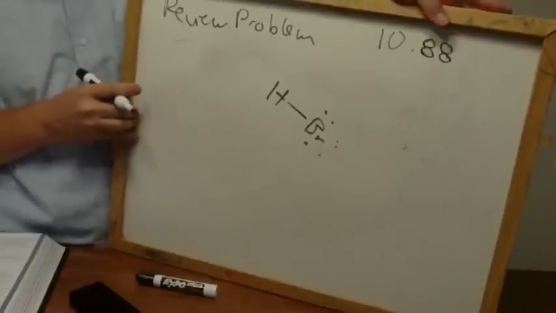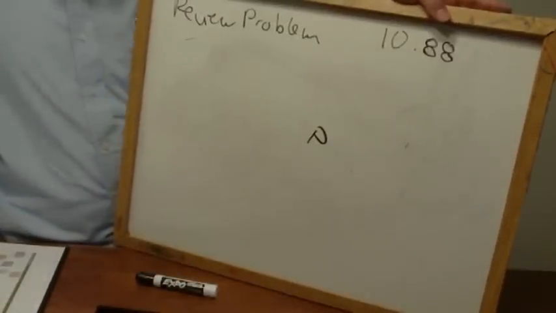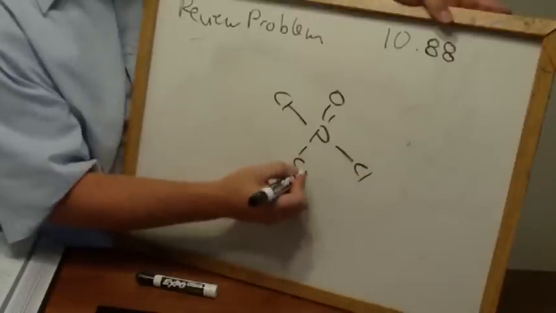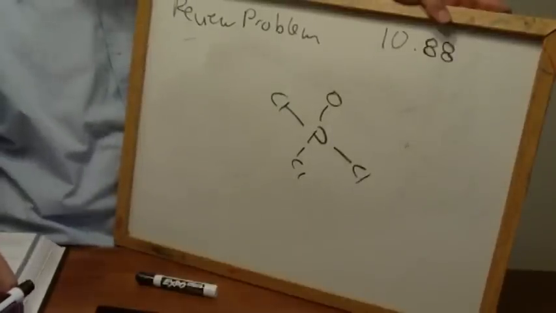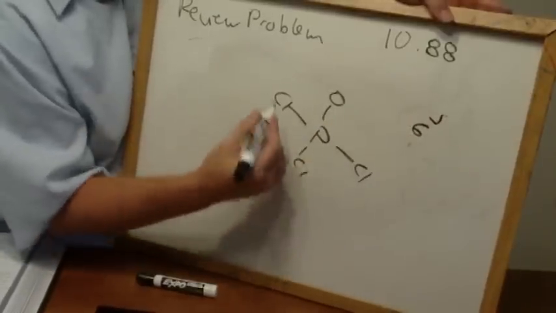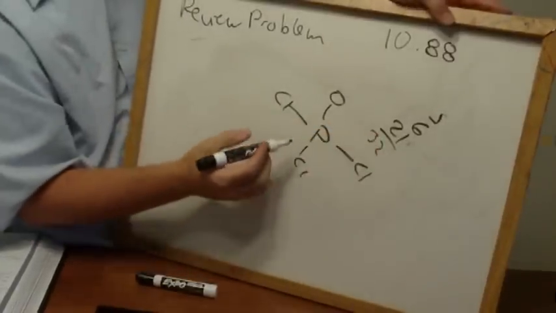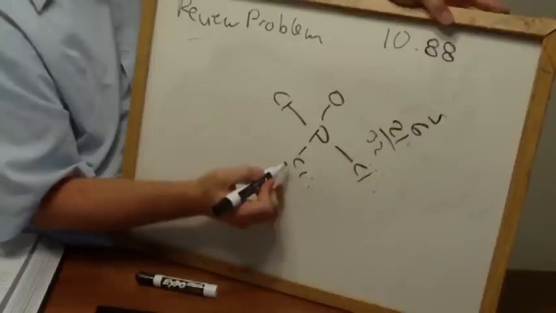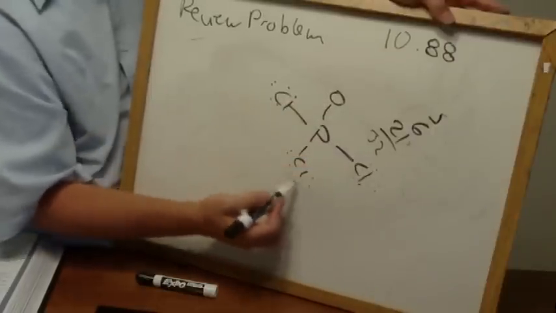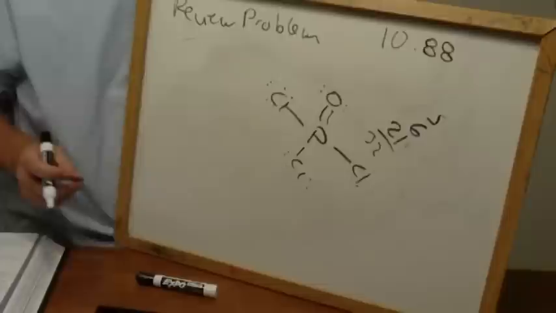1088B, POCl3. So P is probably the central atom because it's least electronegative. O, Cl, Cl, Cl. Phosphorus brings 5 electrons, oxygen brings 6, chlorine brings 7 times 3, 21. So 26 plus 6, 32. So we have 32 electrons altogether here. 8 times 3 is 24, 25, 26, 27, 28, 29, 30, 31, 32. But these electrons are going to come down here to form a double bond there.